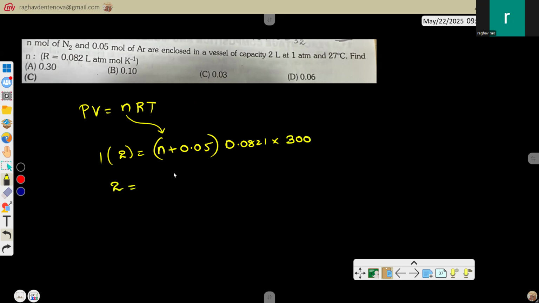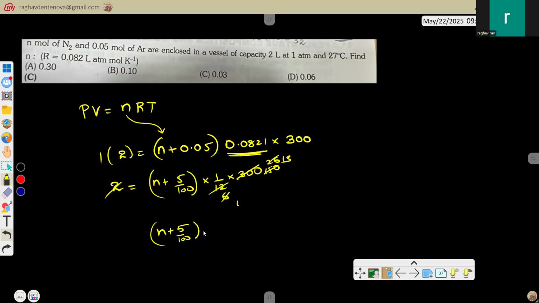So this would be 2 equals n plus 5 by 100, into 0.0821. We can write it as 1 by 12. If we write 1 by 12, the calculations would be easier. So whenever you get 0.0821, please write it as 1 by 12, into 300. So 6 into 150s... 2 into 13s. So n plus 5 by 100 equals 1 by 13.